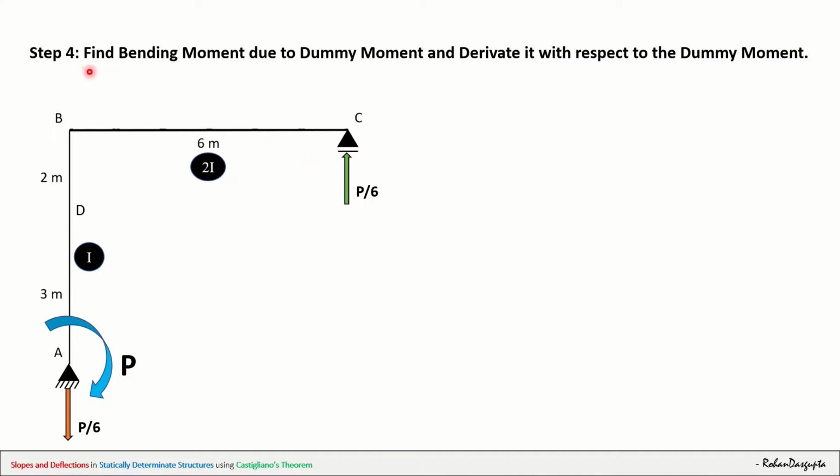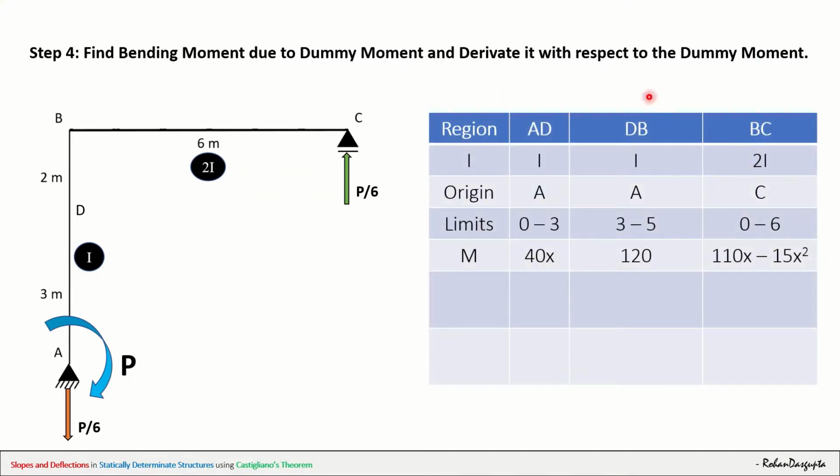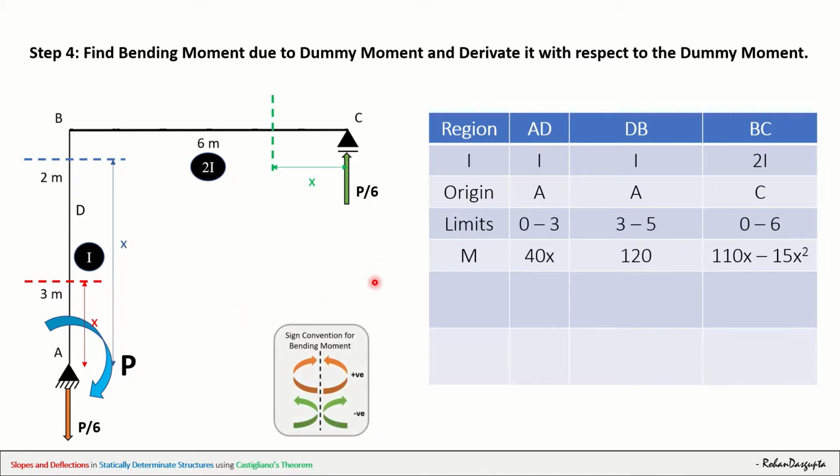So now in step 4, what do I have to do? I have to find the bending moment due to the dummy moment and differentiate it with respect to the dummy moment. So let's see what we got here. We have to again bring back this table. I hope you all remember this table. And since we are bringing back this table, let's also bring back the sections that we had drawn. It's the same sections, and I'm just going to leave the sign convention here. So now let's find out the bending moment due to the dummy moment P. Let's call this MP again.